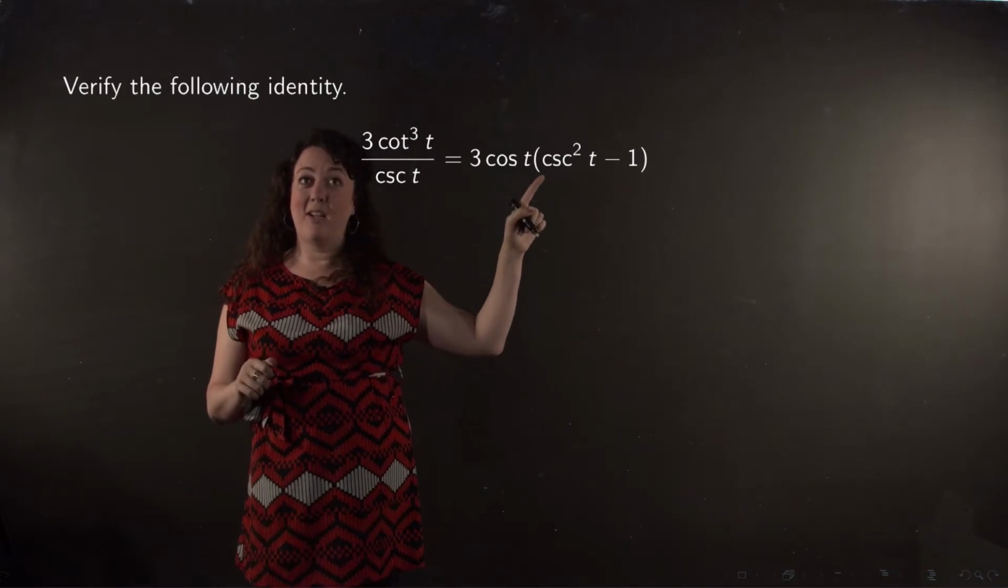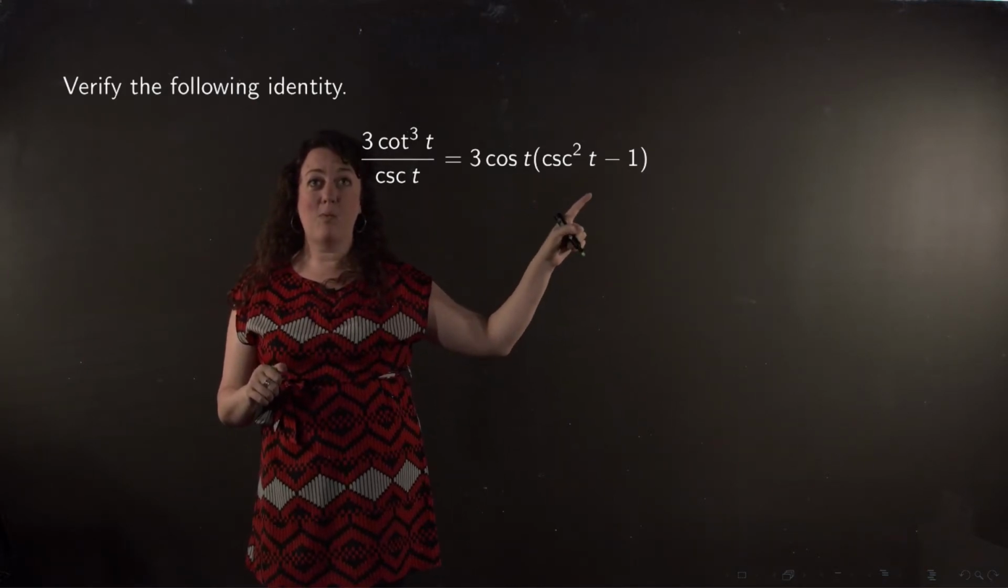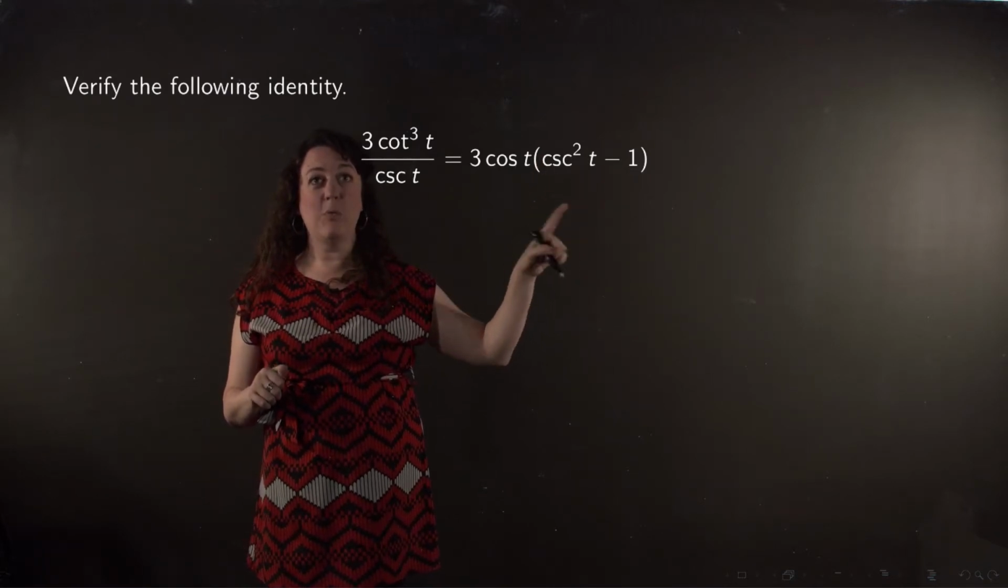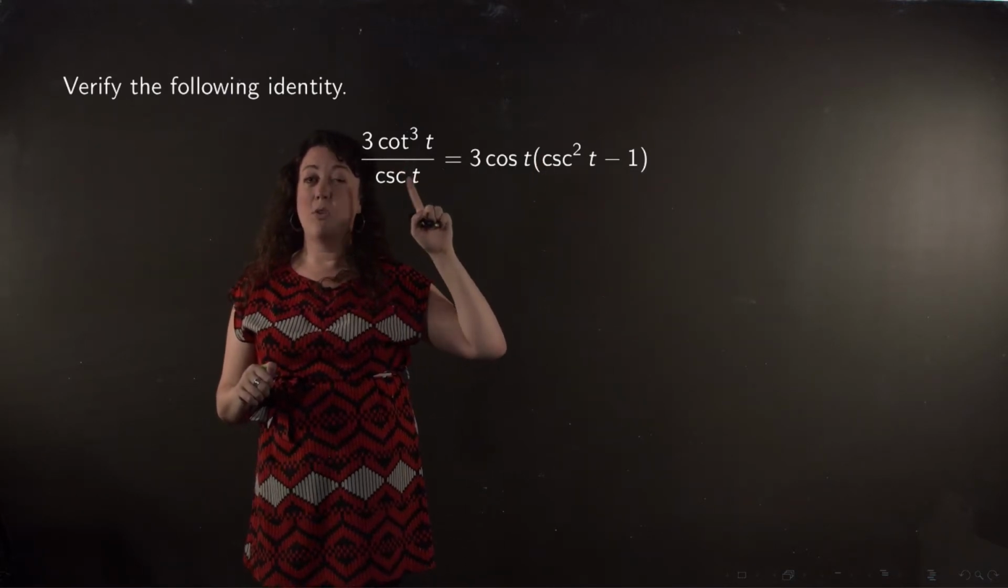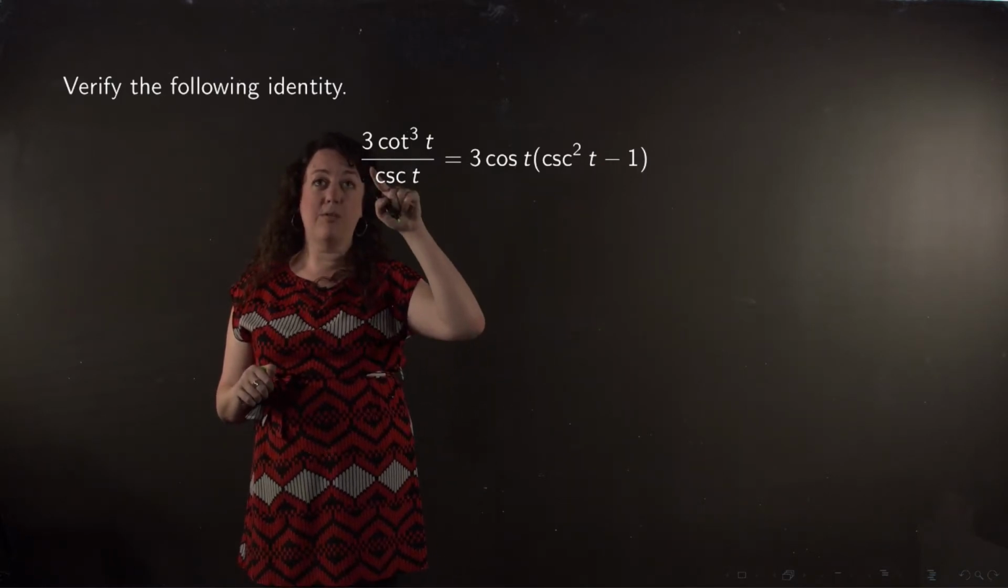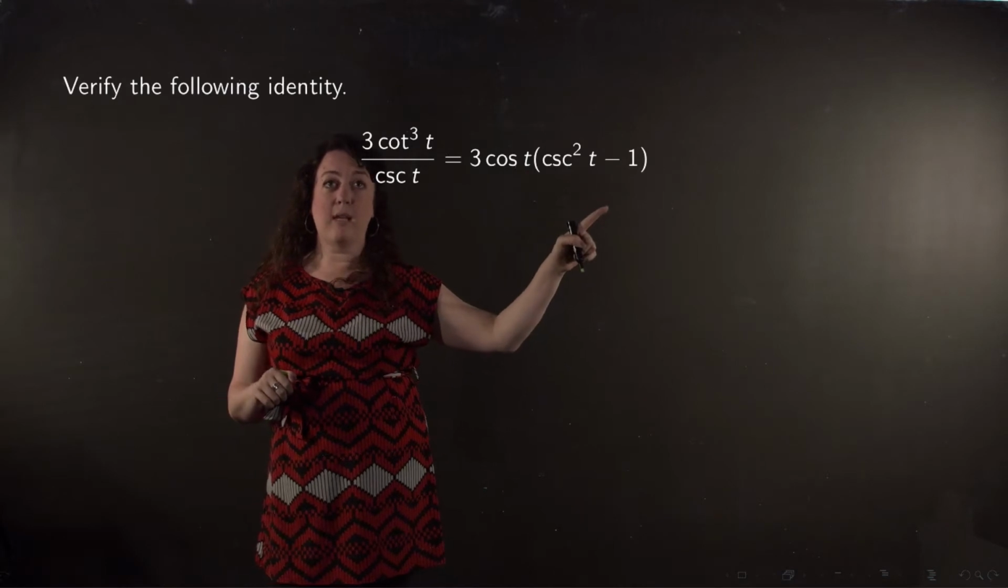One thing that I noticed, that cosecant squared t minus 1, that's one of my Pythagorean identities. That's equal to cotangent squared. So my brain is always thinking, how do I get to that other side? What can I replace over here that will start to look like that over there?